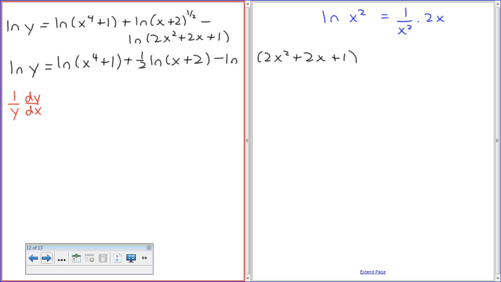Okay, so I'm going to pick a person at random, and that's going to be Derek Stanley. What's the derivative of ln of x to the 4 plus 1? That would be 1 over 4x. No. Third, 1 over 4x. Close.